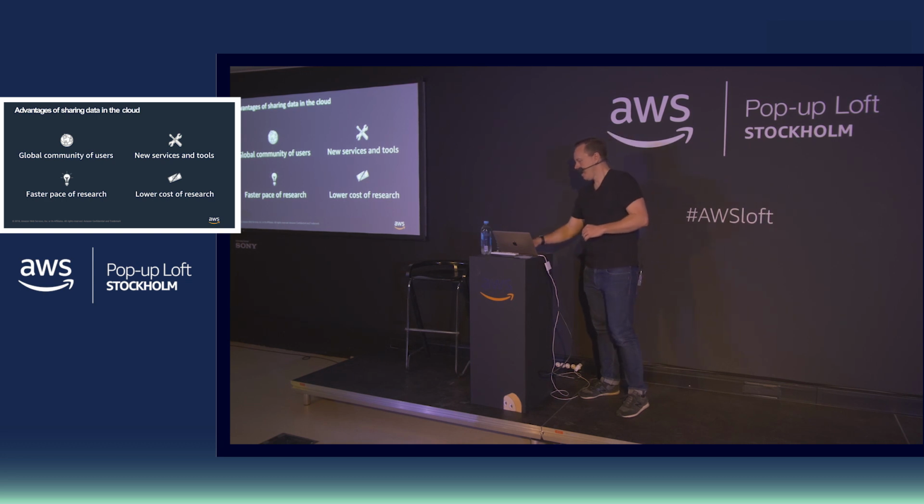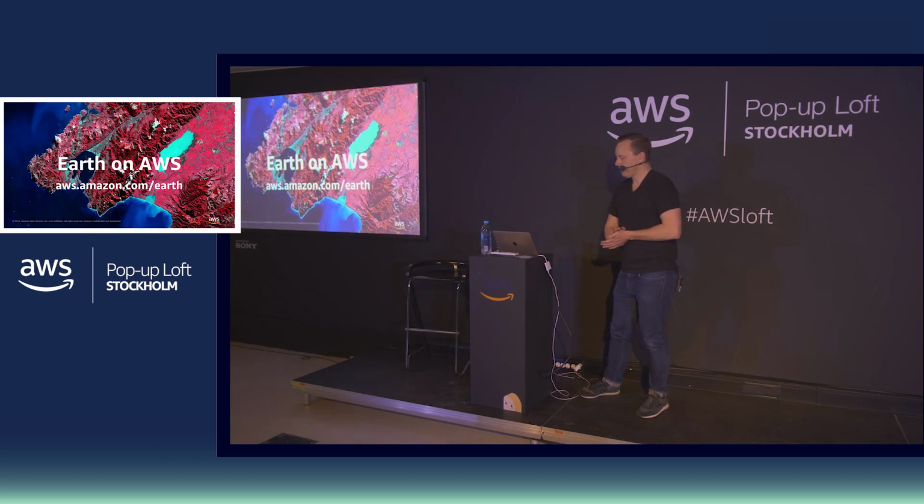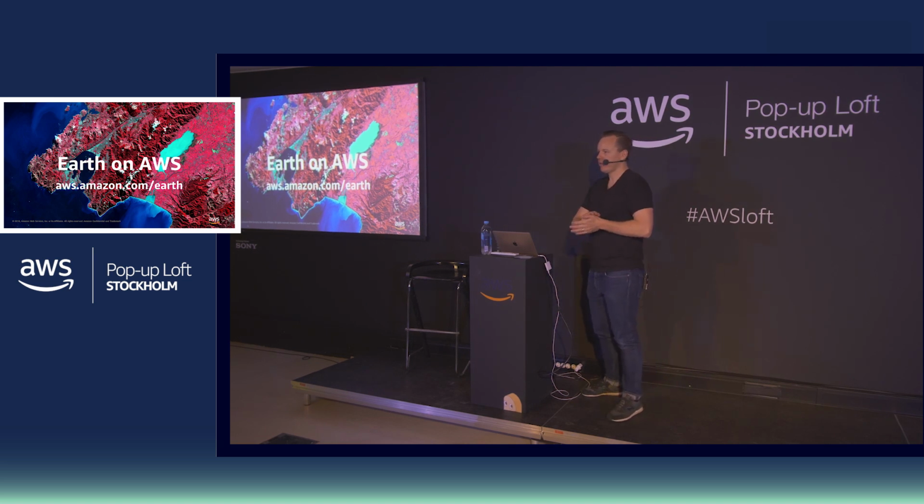So I'm just going to talk really briefly, before I hand it off to Rupe, about Earth on AWS. We emphasize quite a bit our program hosting Earth observations and meteorological data, and you can find out a lot about that at aws.amazon.com/earth.